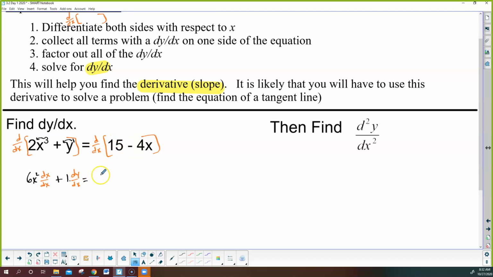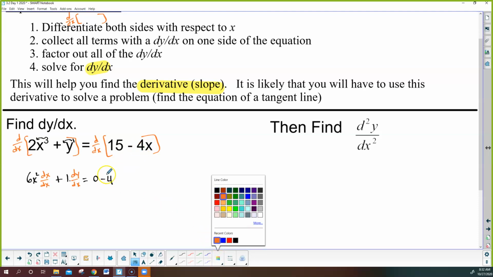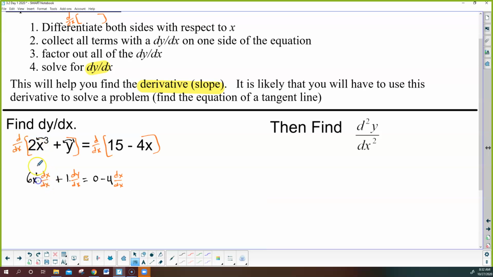All right, now what if I take the derivative of the other side? Well, the derivative of 15 is 0. You don't have to write that. And then the derivative of negative 4x is negative 4 dx/dx. All right, so anytime you take the derivative of something with an x, a dx/dx follows. You can kind of think of that as like the chain rule. Anytime you take the derivative of y, you get dy/dx that follows.